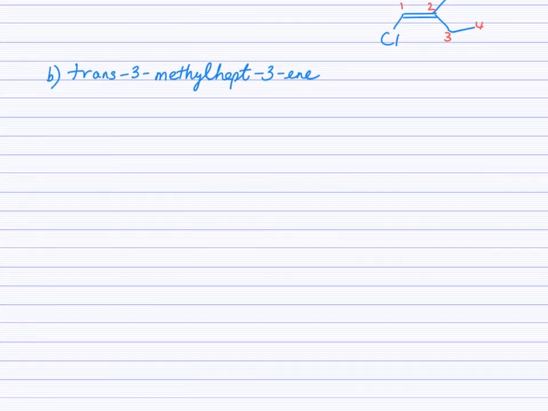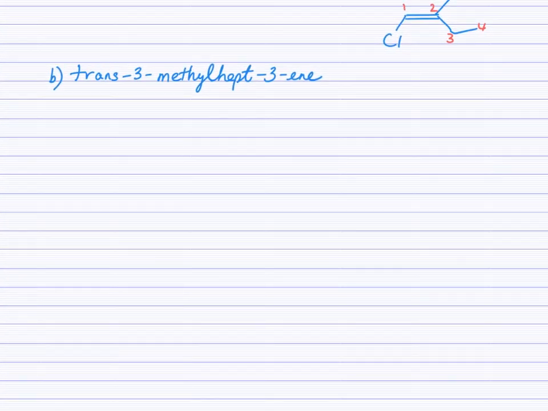Okay, last example, trans 3-methyl hept 3-ene. Pause the video, try it yourself, and then check your work. Okay, so I've drawn the 7 carbons, placed the double bond after carbon 3, and put the methyl group on carbon 3. So now I need to situate the trans isomer.